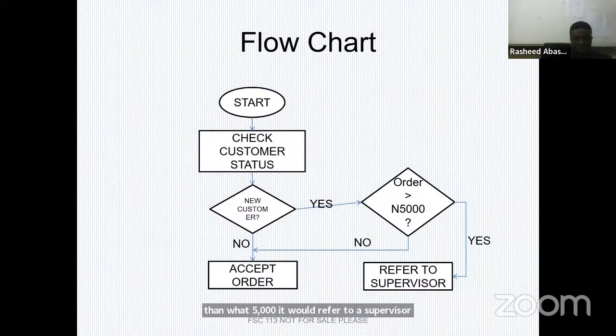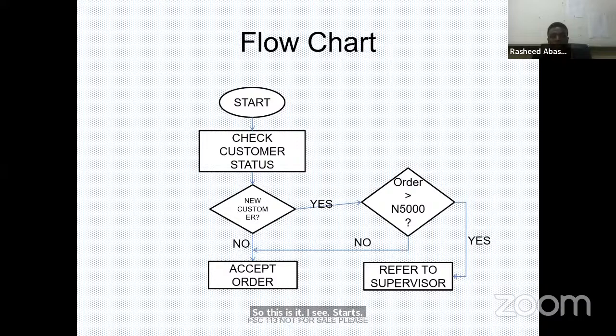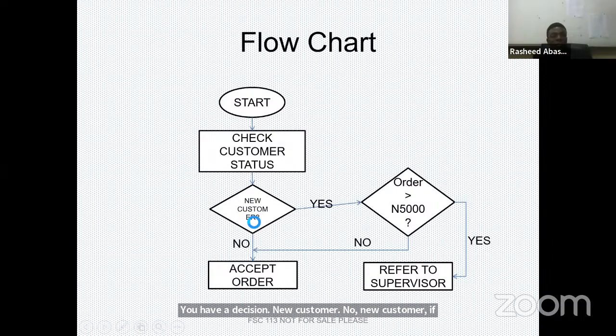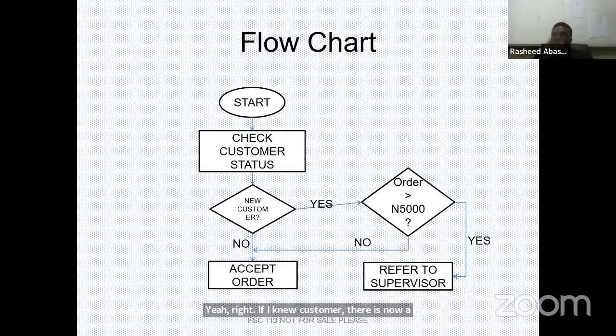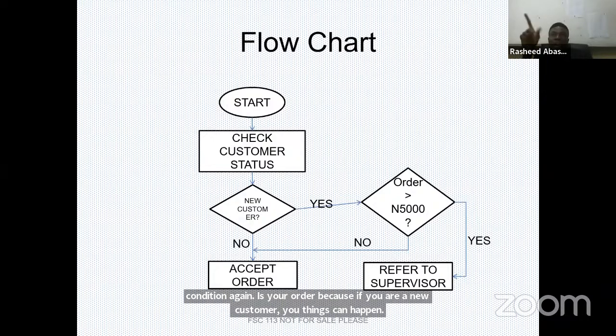You can see start. Next thing is check customer status. You have a decision: new customer? If no, that means you are an old, regular customer, and it will be accepted. If you are a new customer, there is another condition, because two things can happen. Either your order is accepted or it is referred to a supervisor.